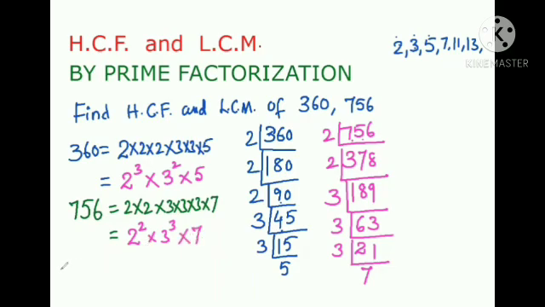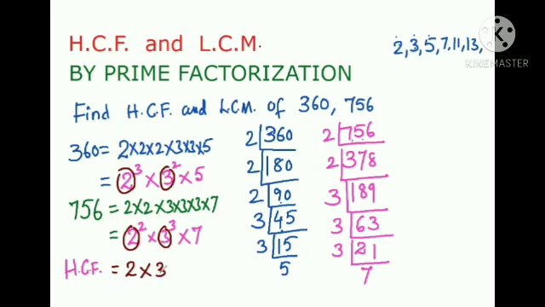Now what is HCF here? It is the product of the smallest power of each common prime factor of the numbers. What are the common factors here? Let us write common factors. 2 is common and 3 is also common. These are present in the prime factorization of 360 and the prime factorization of 756. But 5 is here, not here. 7 is here, but not here. So 2 and 3 are the common factors.